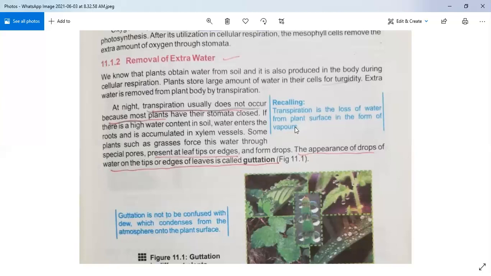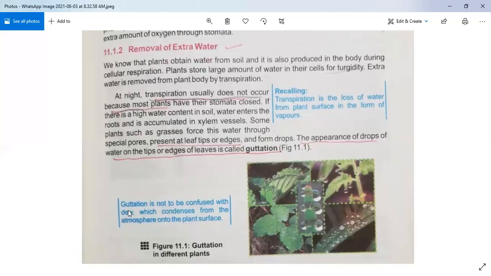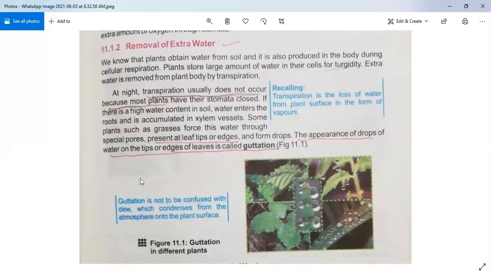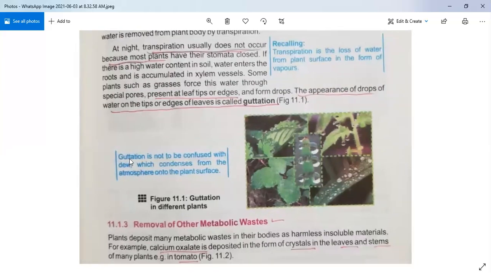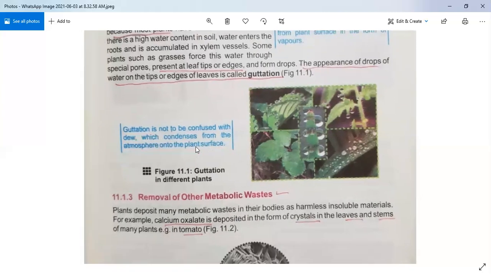Transpiration is the loss of water from the plant surface in the form of vapor. Okay. Now, what is guttation? Guttation is not to be confused with dew. You all know plants have dew early in the morning on their leaves. So this is a fact. Guttation is not to be confused with dew. They are not the same. Dew condenses from the atmosphere on the plant surface. How is dew formed? When water is condensed due to the atmosphere. That's why we can see dew drops on the surface of a leaf.